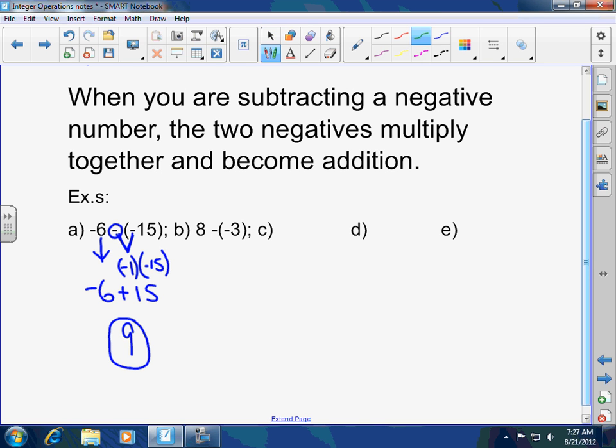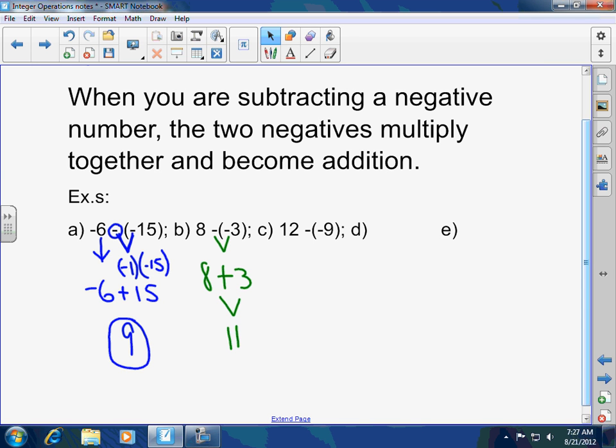8 minus a negative 3. When you see a negative times a negative, that becomes a positive. So this becomes 8. Negative times negative 3 becomes a positive 3. 8 plus 3, the signs are the same. Add and keep the sign, 11. 12 minus a negative 9. This is going to become 12. Negative times negative 9 is positive 9. Signs are the same. Add and keep the sign, 21.